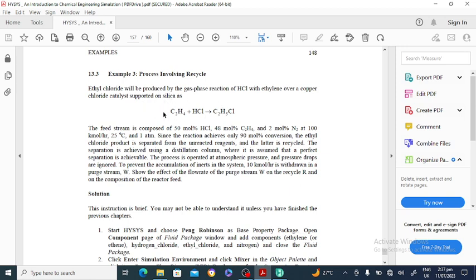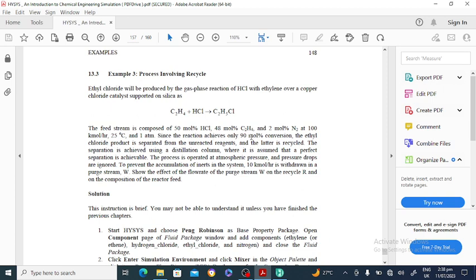One mole of ethylene reacts with one mole of HCl to give one mole of ethyl chloride. The feed stream is composed of 50 mole percent hydrochloric acid, 48 mole percent ethene and 2 mole percent nitrogen, at 100 kilomole, and the molar flow rate of the feed is 100 kilomole per hour. The temperature of the feed is 25 degrees centigrade and the pressure of the feed is 1 atmosphere.